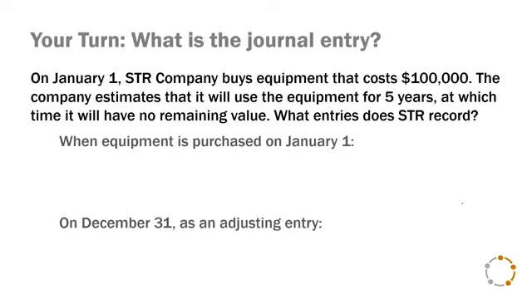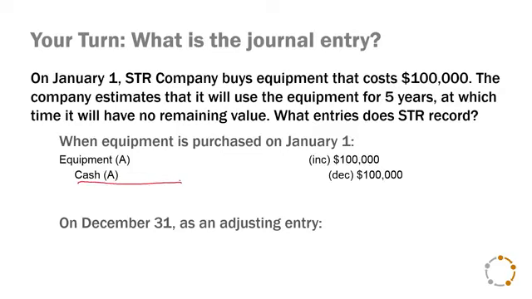Okay, let's take a look. When the equipment is purchased on January 1st, very similar to the prior transaction, we see an outflow of cash, and so we have a reduction to cash on the right-hand side of the journal entry for the entire $100,000 cost. And we have an increase in the asset account that we'll call equipment, or property, plant, and equipment, something of that nature, but importantly, it's an asset account, and that increases.